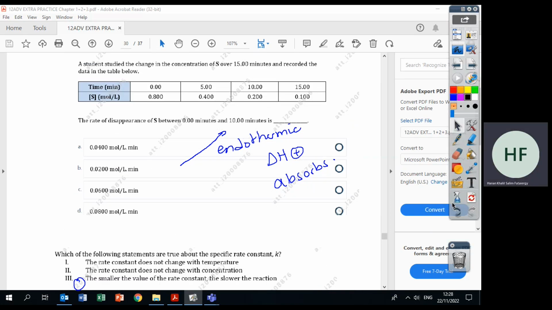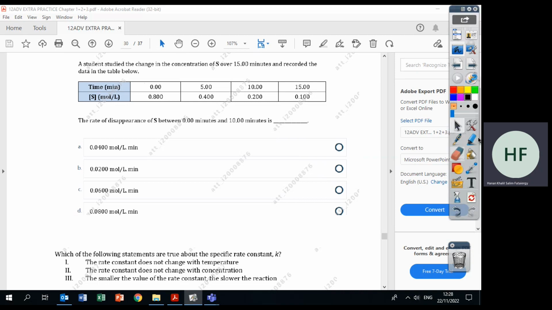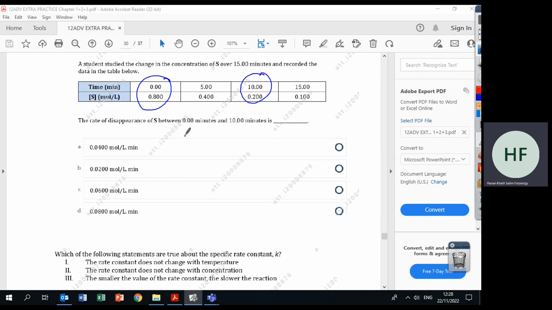Okay, now another question. A student studied the change in the concentration of S over 15 minutes and recorded the data. Do you think S is a reactant or a product? Of course, if it is decreasing, this means it's a reactant. So the rate of disappearance of S between 0 minutes and 10 minutes, I need to take this time and this time. The rate R equals minus delta S over delta T. Why did I put minus? Because it is a reactant.